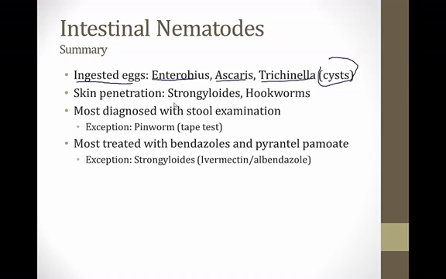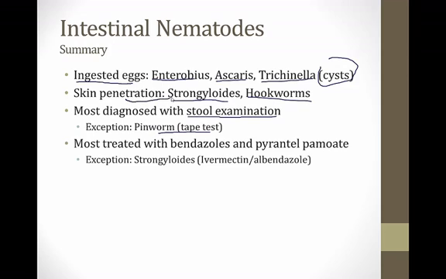2 of them make you sick by skin penetration. So Strongyloides and hookworms both get in through your skin, and then remember, they go to the lungs and then get swallowed and get into the gut. Most of these are diagnosed by some examination of the stool. The exception is pinworm, where you do the Scotch tape test. And usually in the stool you see the eggs.